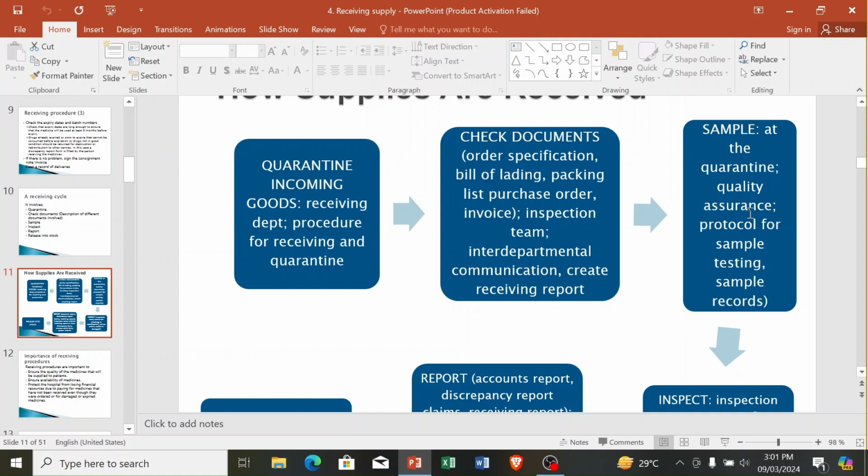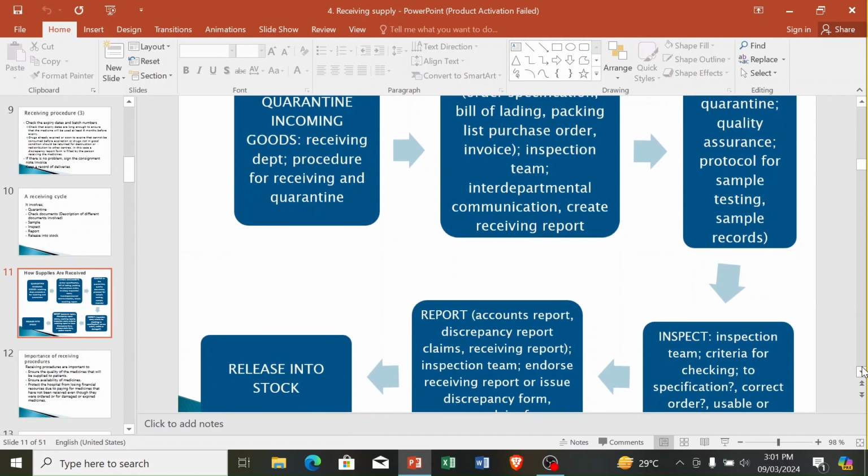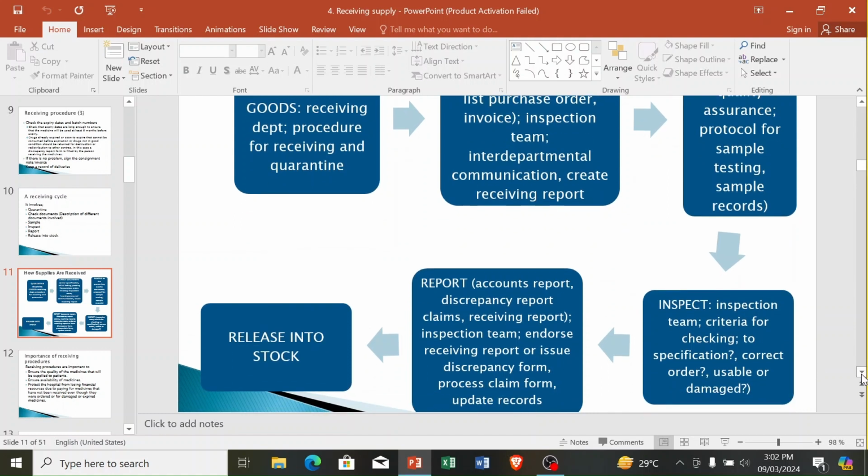And then after that, you sample out. So in the process of sampling, we are maintaining quality assurance. We are calling out quality assurance. We are going to sample and check them, because the second one is inspect. The packing list will direct us on what we are going to sample, where it is located, and how many of them are there. And then the inspection team has criteria of checking the specifications, and then the correct order, usable or damaged.